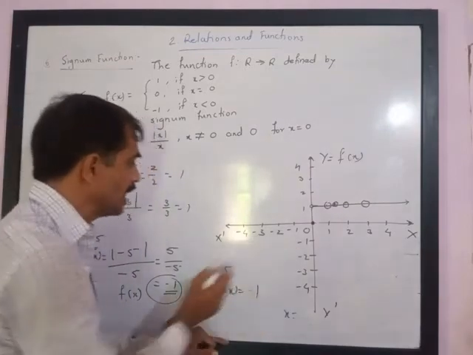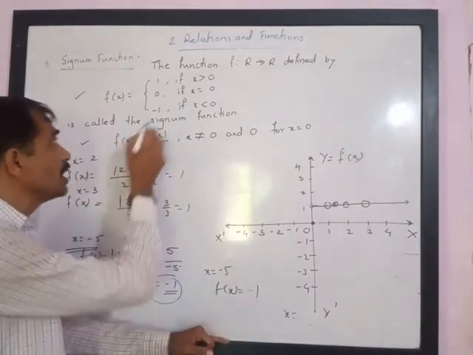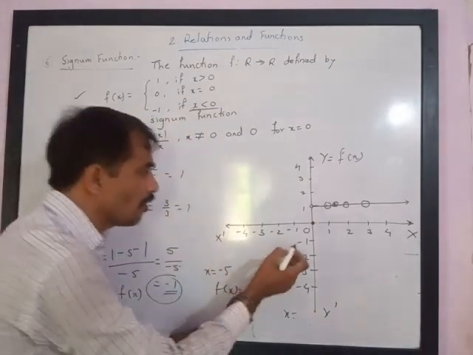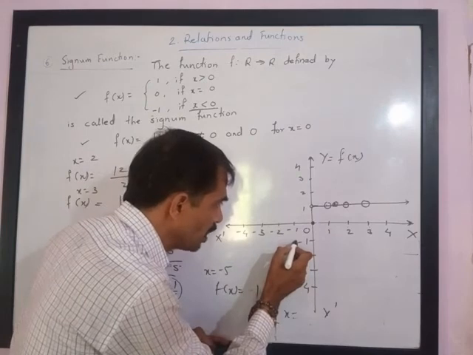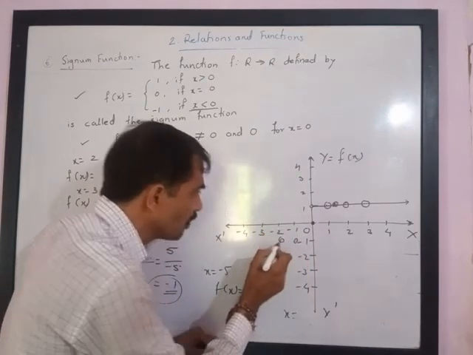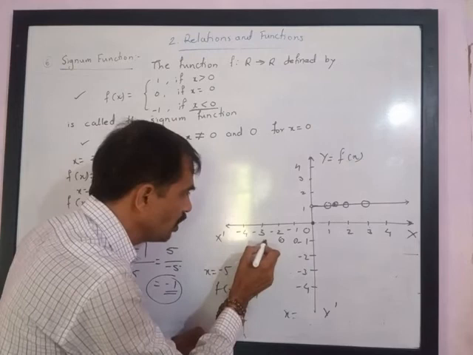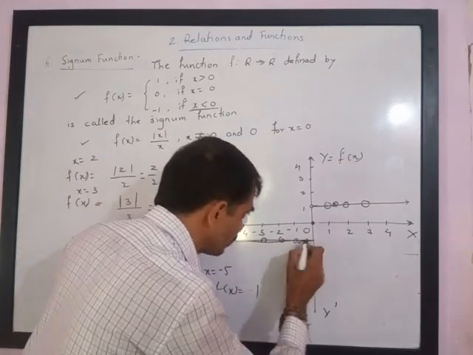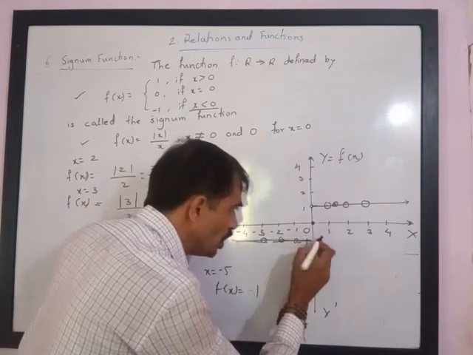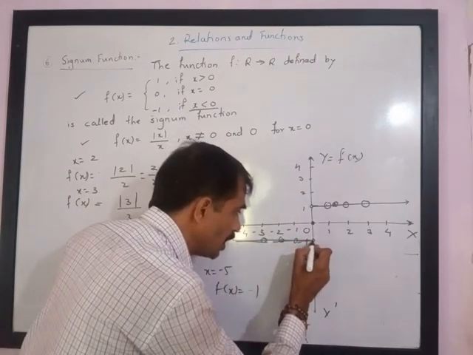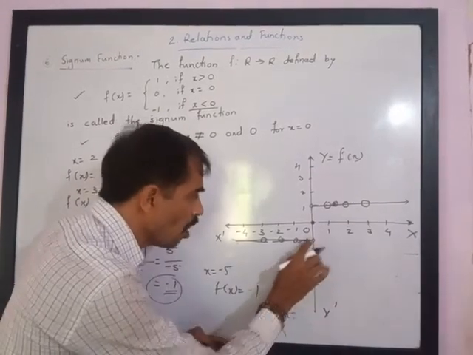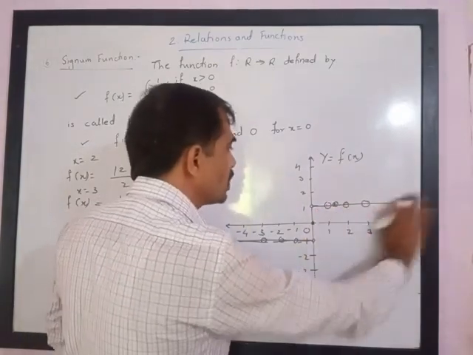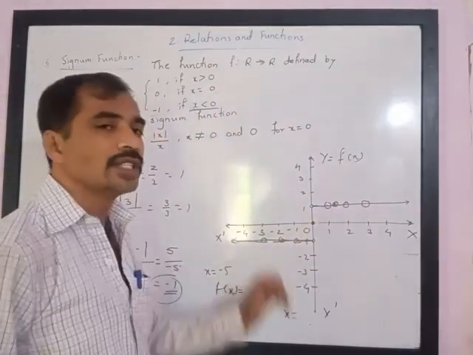And for x less than 0, means for negative values of x, if it is negative 1, we will get minus 1. If it is negative 2, we will get negative 1. If it is negative 3, we will get negative 1. If you plot this, we will get the graph something like this. But please note again, 0 is not included. This can be indicated by drawing a small circle. So for all values of real numbers, the signum function can be shown on the graph in this way.